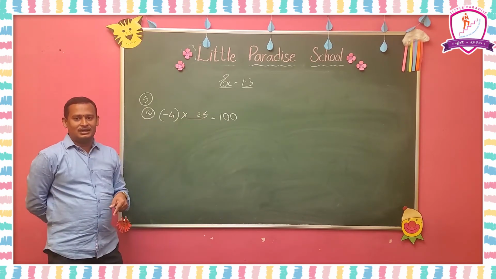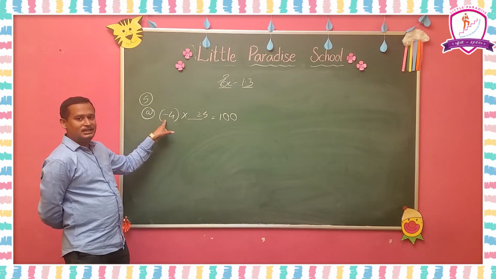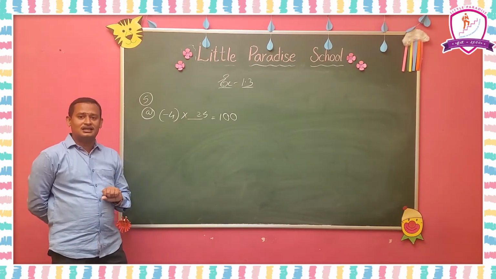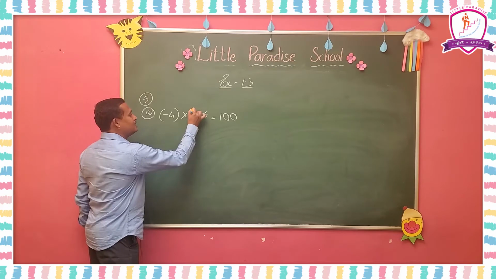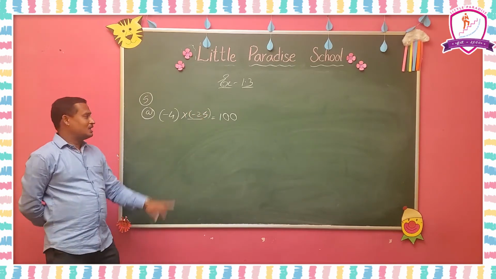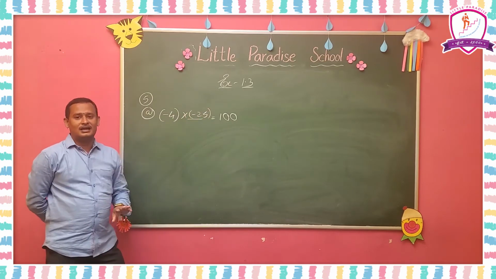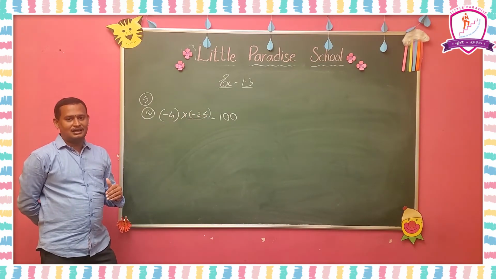Plus 100 we have to get. So here minus 4 is there. So here plus 25 means we will get minus 100 as answer. So that we must put minus for 25 also, then the minus into minus will become plus. 4 into 25, 100. Like that you have to think and write the answer.